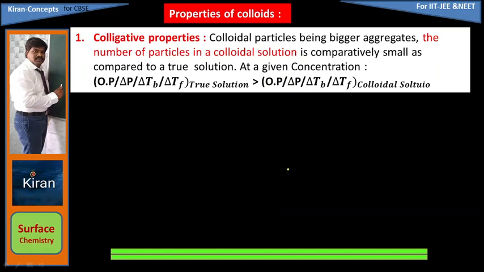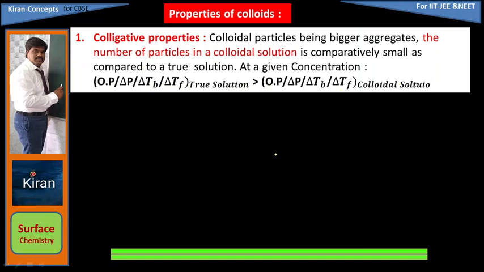Whatever the concept, just leave it, concentrate here. Colligative property: colloidal particles are bigger aggregates. The number of particles in a colloidal solution is comparatively small as compared to the true solution at a given concentration. So all the colligative properties are smaller for colloidal solutions.